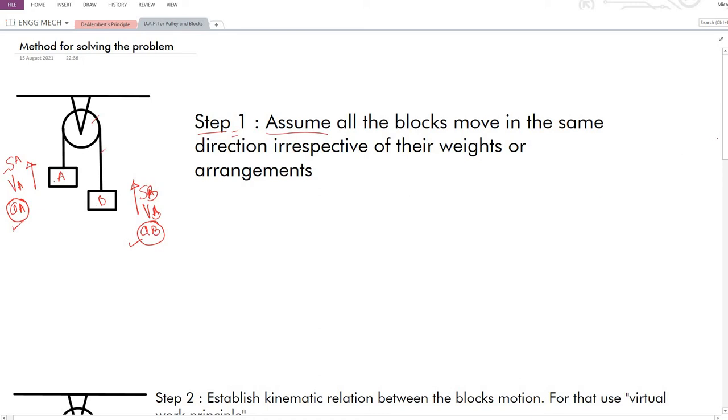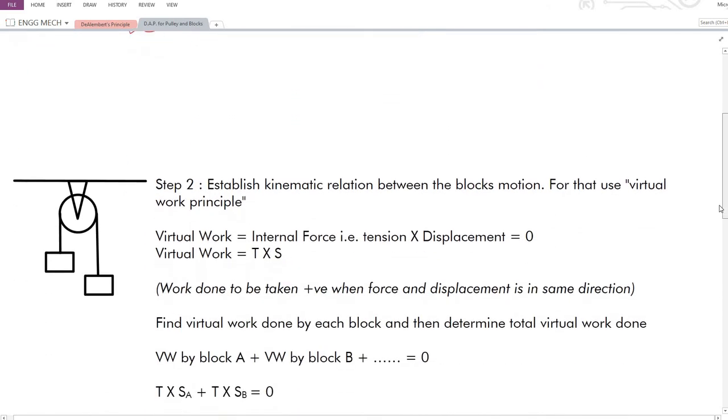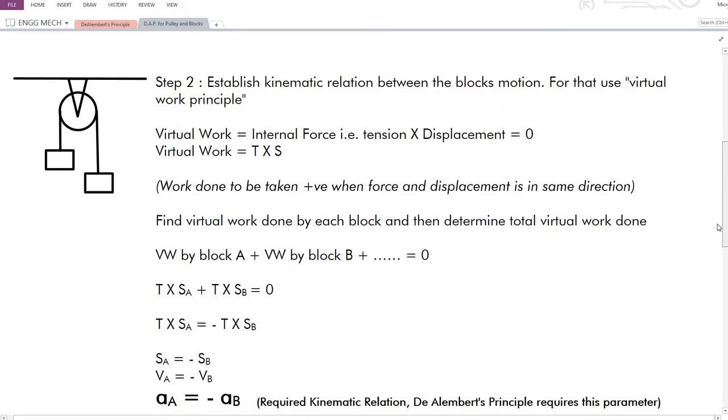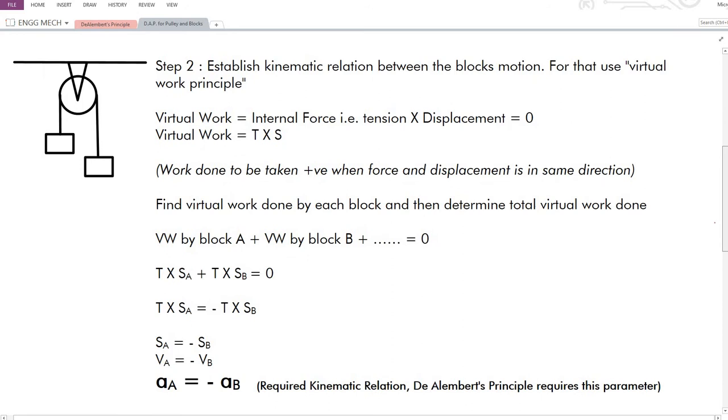Then let's go to step number 2. Now step number 2 looks a bit lengthy, but remember this, it is very easy. Now what step number 2 is saying: establish kinematic relation. Let's first understand what kinematic relation is. For example, let's say this is block A and this is block B, then we should be able to establish some sort of kinematic relation.